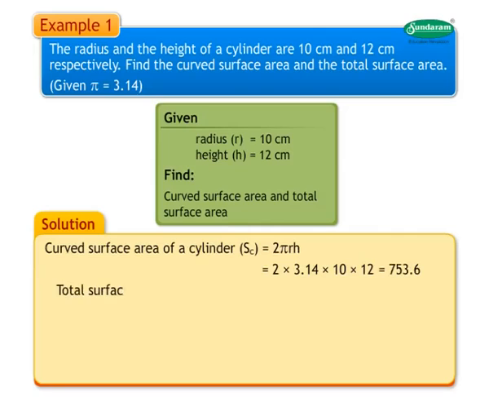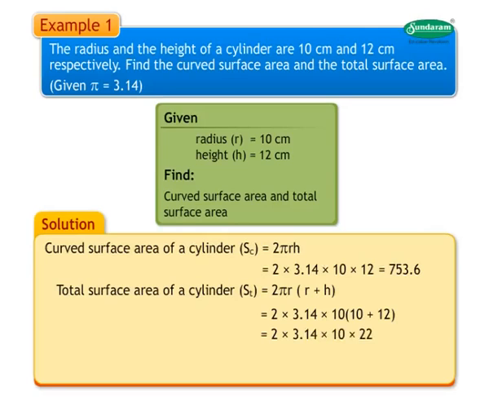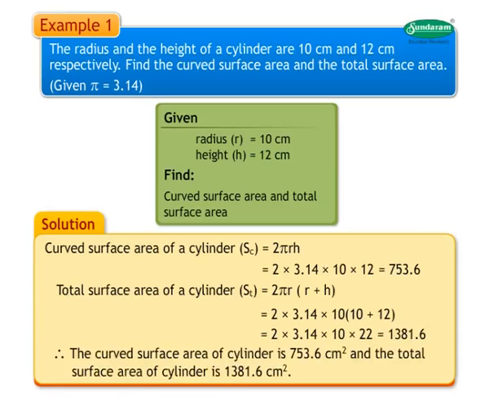753.6. Total surface area of a cylinder is equal to 2 pi r in bracket r plus h, which is equal to 2 into 3.14 into 10 in bracket 10 plus 12, which is equal to 2 into 3.14 into 10 into 22, which is equal to 1381.6. Therefore, the curved surface area of the cylinder is 753.6 centimeters square and the total surface area of the cylinder is 1381.6 centimeters square.